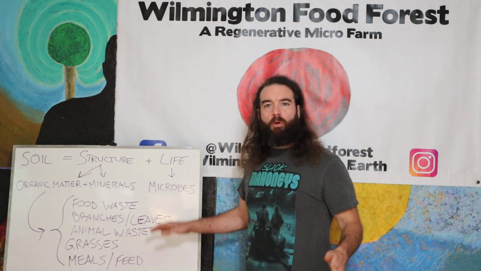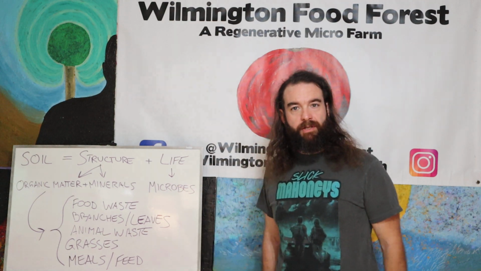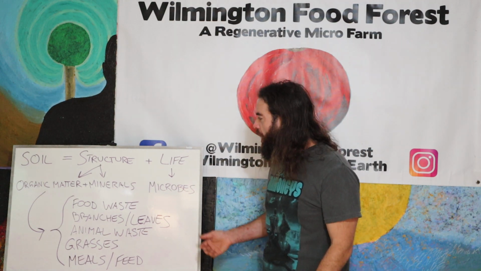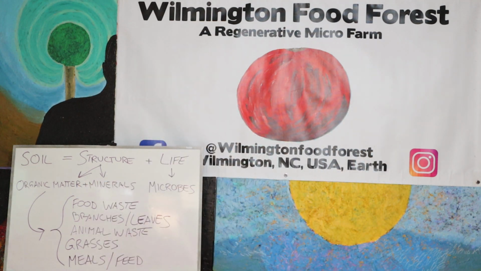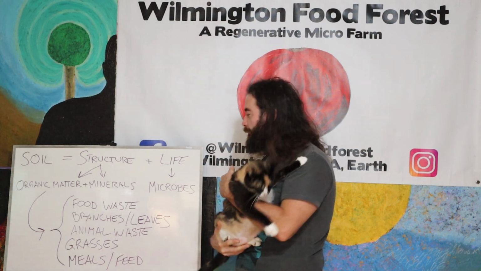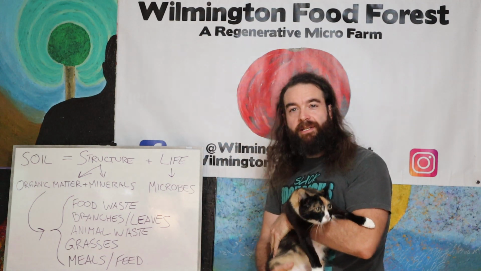And we're going to talk more about how to take some of these raw materials and process them in ways that are going to benefit your garden situation. But for now, I really just wanted to highlight all of the different variations of the organic matter: the food waste, the leaves, branches, the animal waste, the grasses, and the meals and feed.